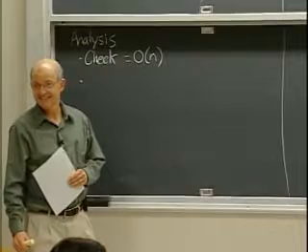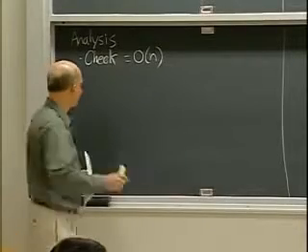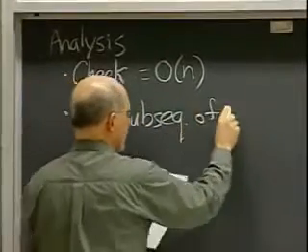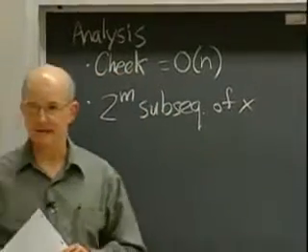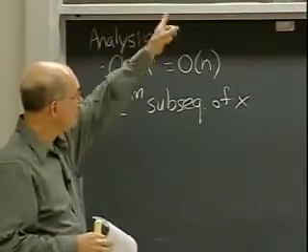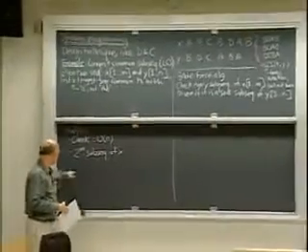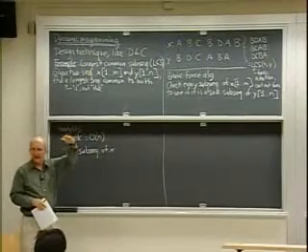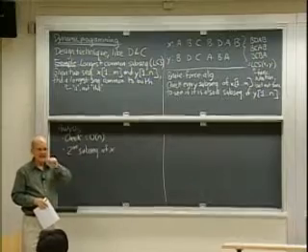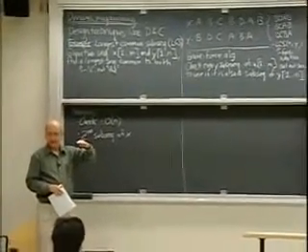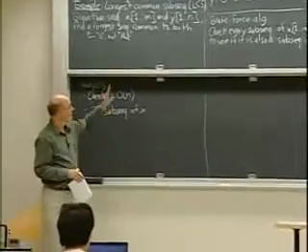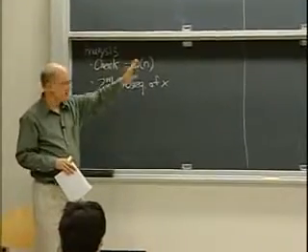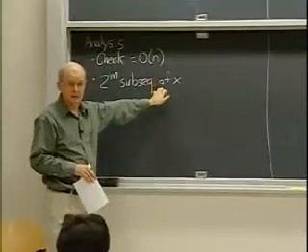2 to the m. Subsequences of x. Okay. 2 to the m subsequences of x. Okay, one way to see that, if you say, well, how many subsequences are there? If I consider a bit vector of length m, okay, that's 1 or 0, and every position where there's a 1, I take out, that identifies an element that I'm going to take out. Then that gives me a mapping from each bit vector to a different subsequence of x.